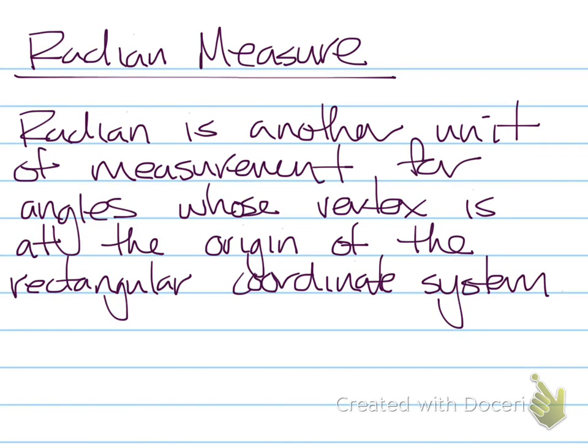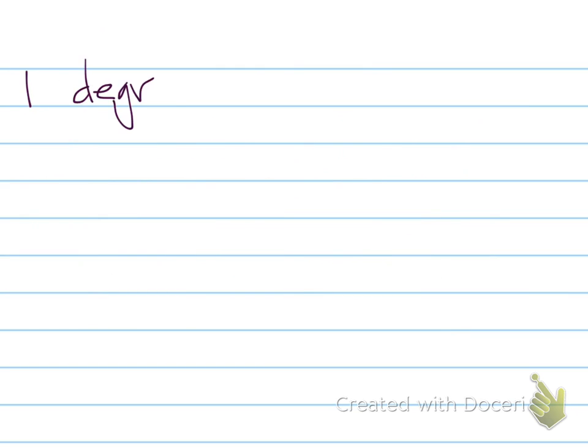In this lesson, we're going to be looking at radian measure. Radian is just another unit of measurement for angles whose vertex is at the origin of the rectangular coordinate system. So in place of degrees, you can also use radians to measure an angle measure.